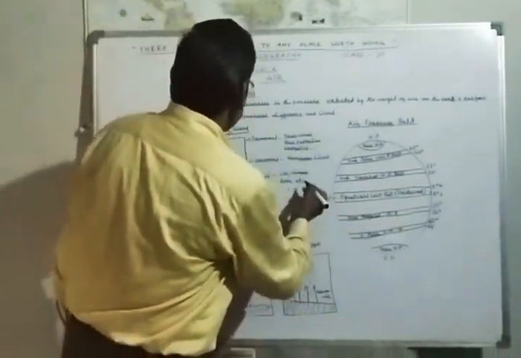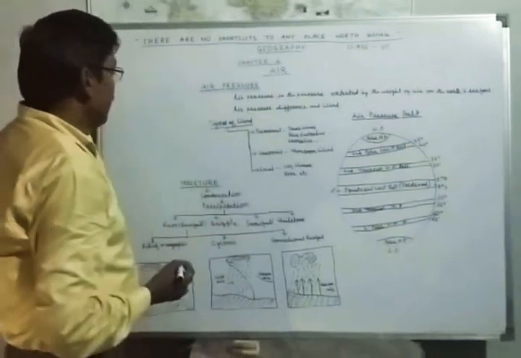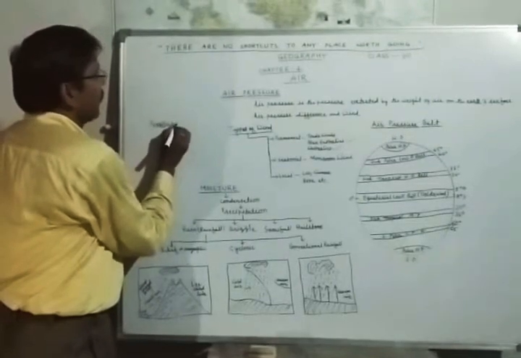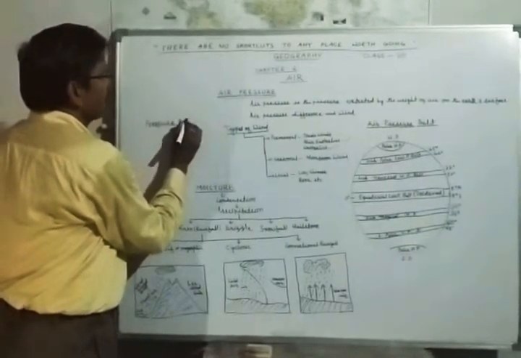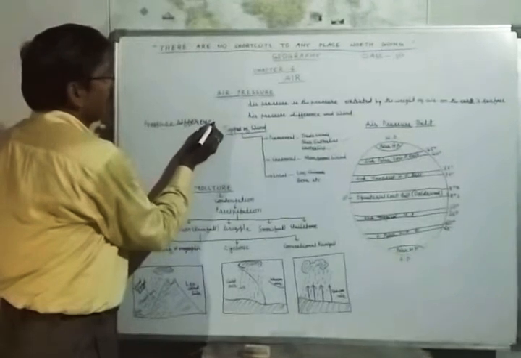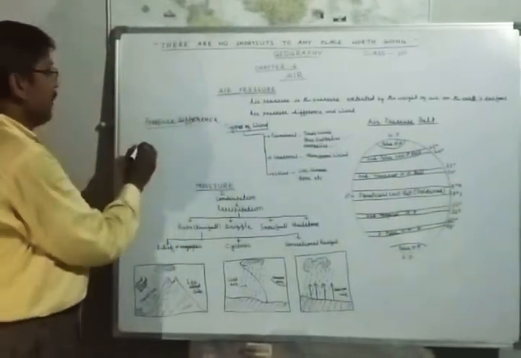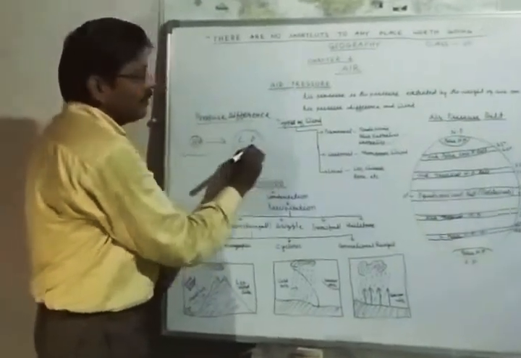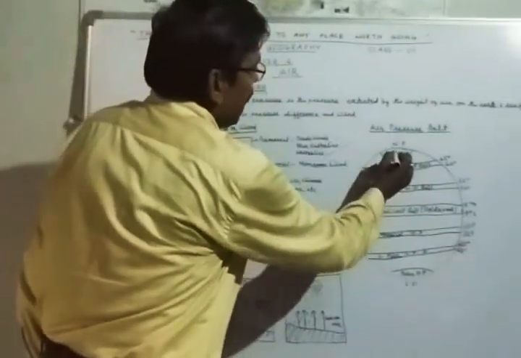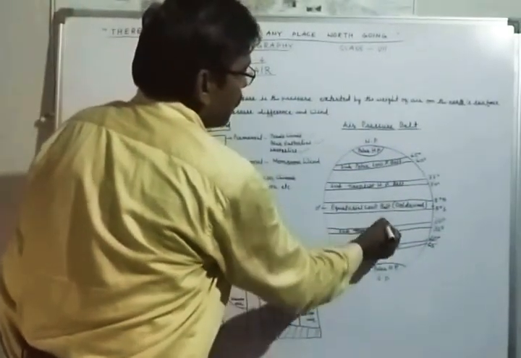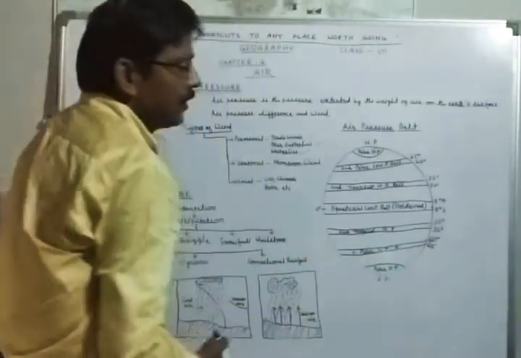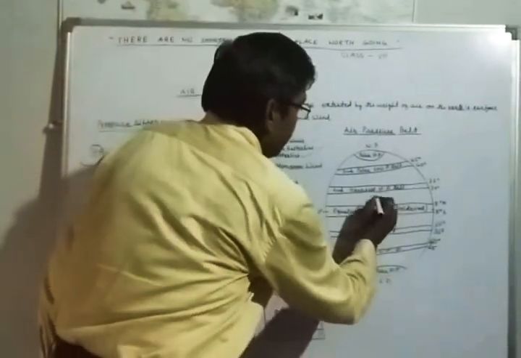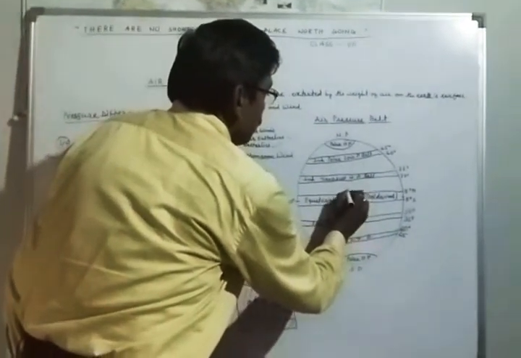Okay, children. I have told you that when there is a pressure difference, the wind starts blowing. The wind always starts from a high pressure area to a low pressure area. So in the world, you have seen here is a high pressure, here is low pressure, high pressure, low pressure, high pressure, low pressure, high pressure. That means 7 pressure belts are there. So from the area where there is high pressure, the wind starts blowing toward the low pressure area.